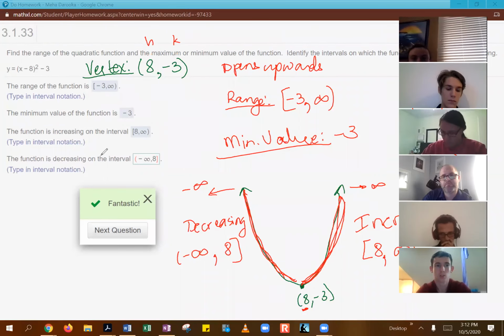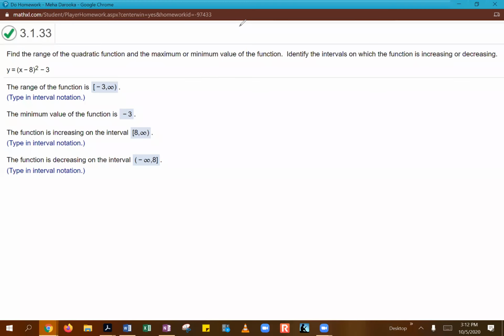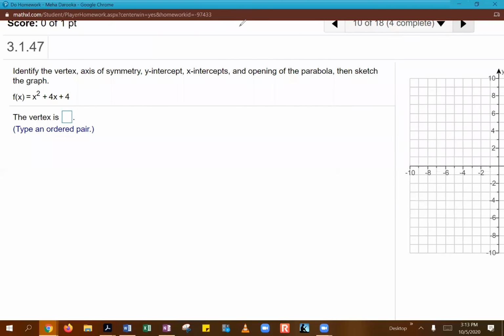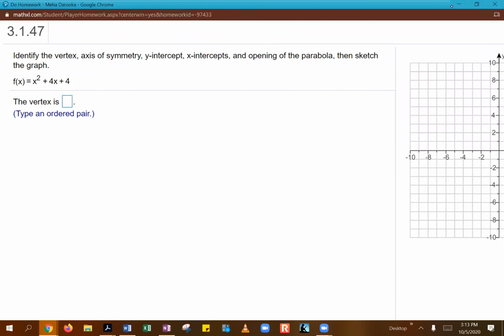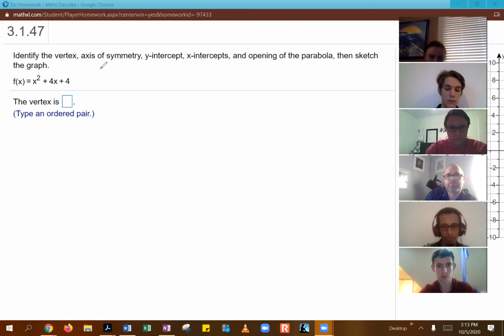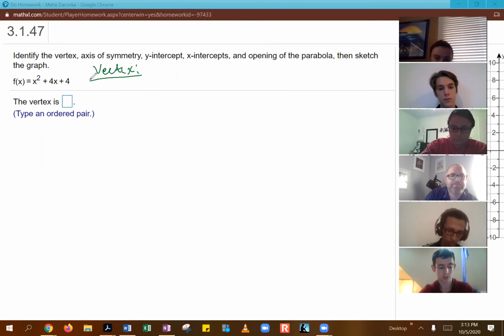Did you guys have any questions before we move to the next one? No? All right, so this one is actually similar to what we talked about, but as you can see, your equation is given in standard form. So again, the first thing we're going to do is start by finding the vertex for this parabola. Remember, for the vertex, use the equation x equals negative b over 2a.